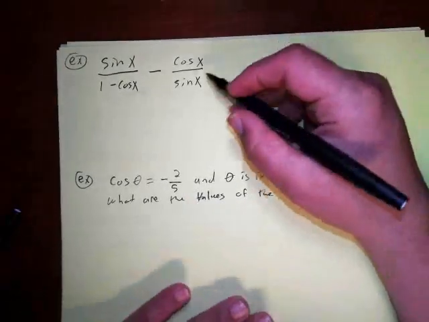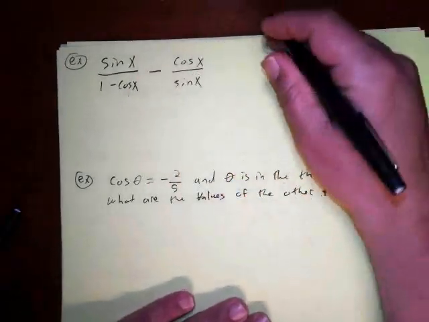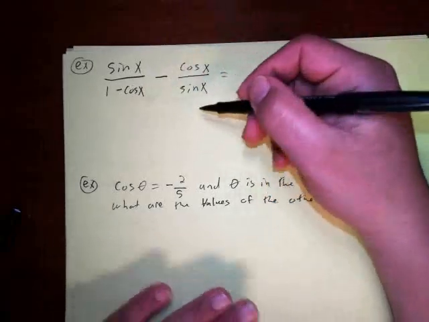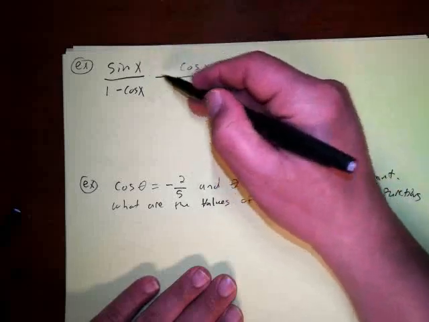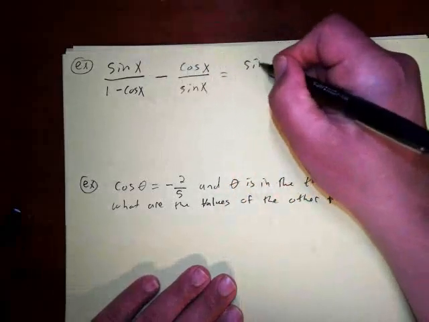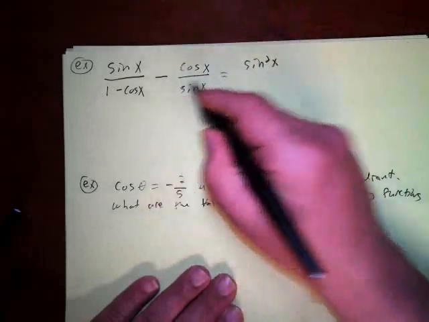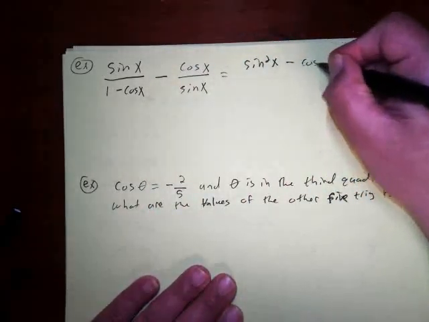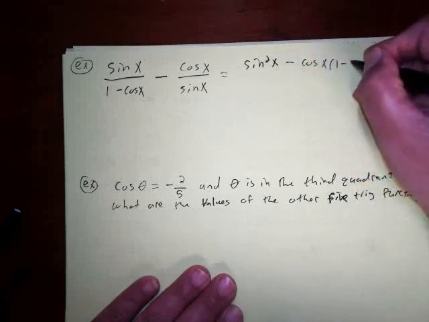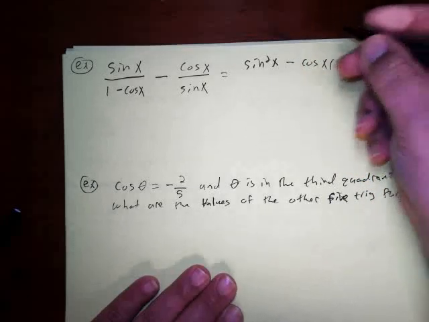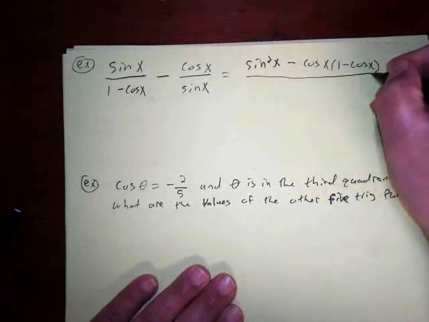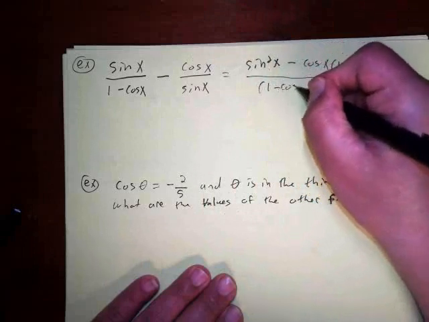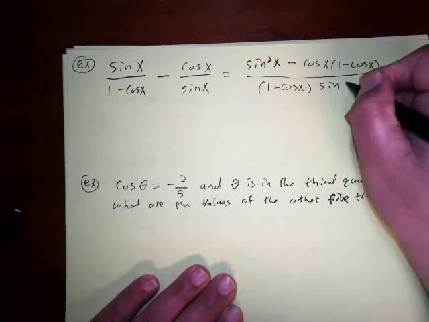So let's look at this. I got this expression. It looks pretty complicated. Let's see if we can simplify it at all. What I'm going to do is put it over a common denominator. So I'm going to multiply these two, and I get sine squared x. And then I got a minus here. And then I'm going to multiply these two, and so that would be cosine x times 1 minus cosine x. And all of that will be times the product of these two, so it would be 1 minus cosine x times sine x.